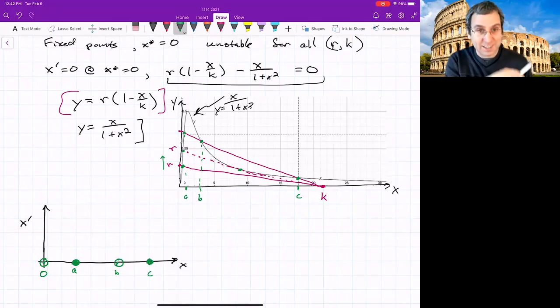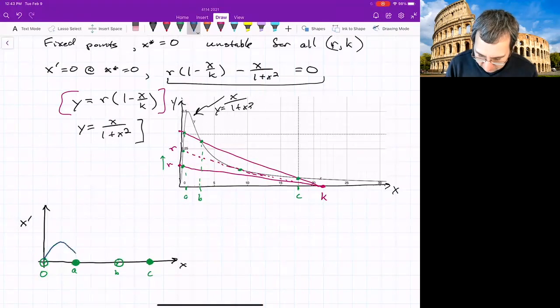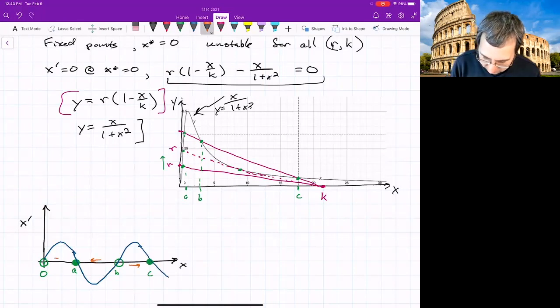Remember, they have to alternate stability, which means the way that my plot looks, if I were to plot x prime, I'll get something like this. Remember, it has to be smooth. And then I could plot the vectors, where things are going.